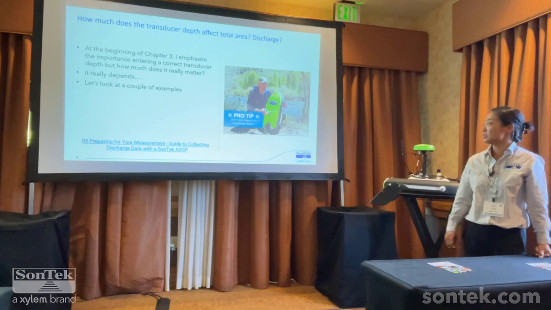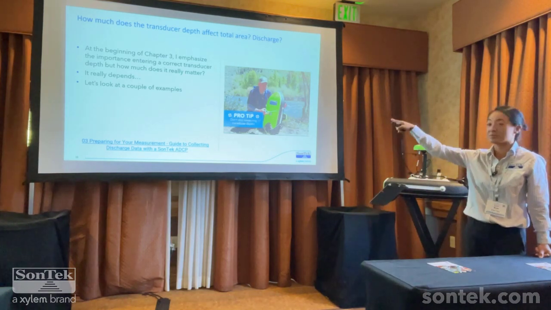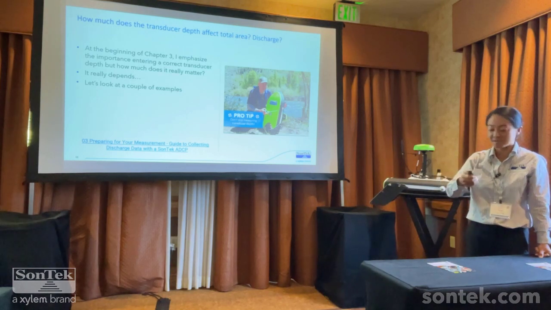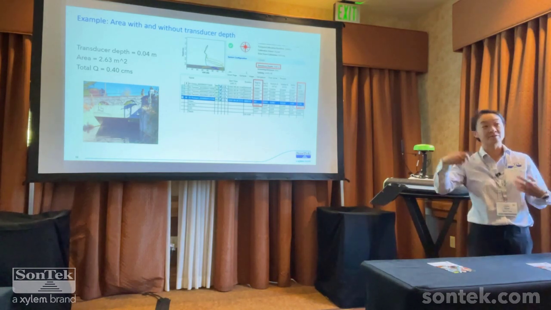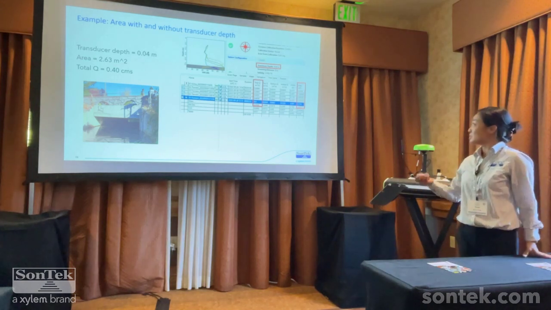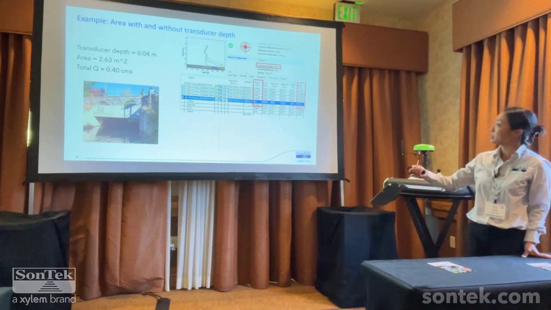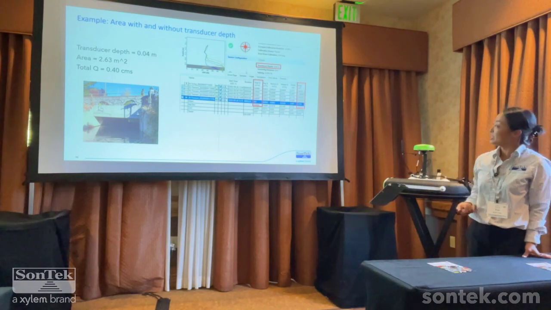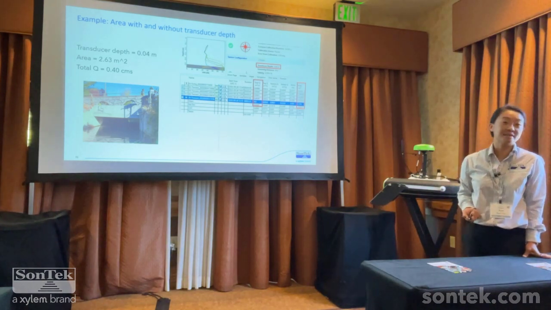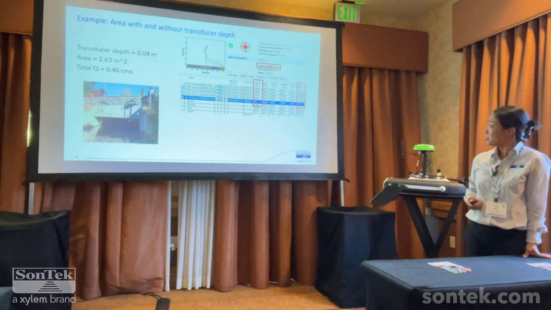Again, going back to that video series, throughout this presentation we're going to be referring to various chapters on the topics that I'm talking about here. Just a quick example of how that transducer depth can change depending on whether you enter in a value versus not. This is an example data set where you can see that the transducer depth that was entered was 4 centimeters, and the average discharge is about 0.39 cubic meters per second, a very small Q here.